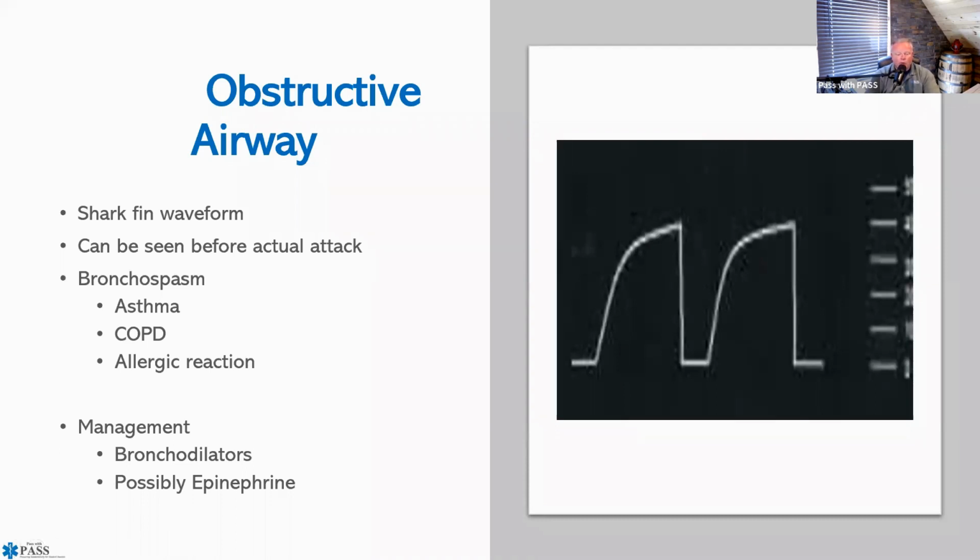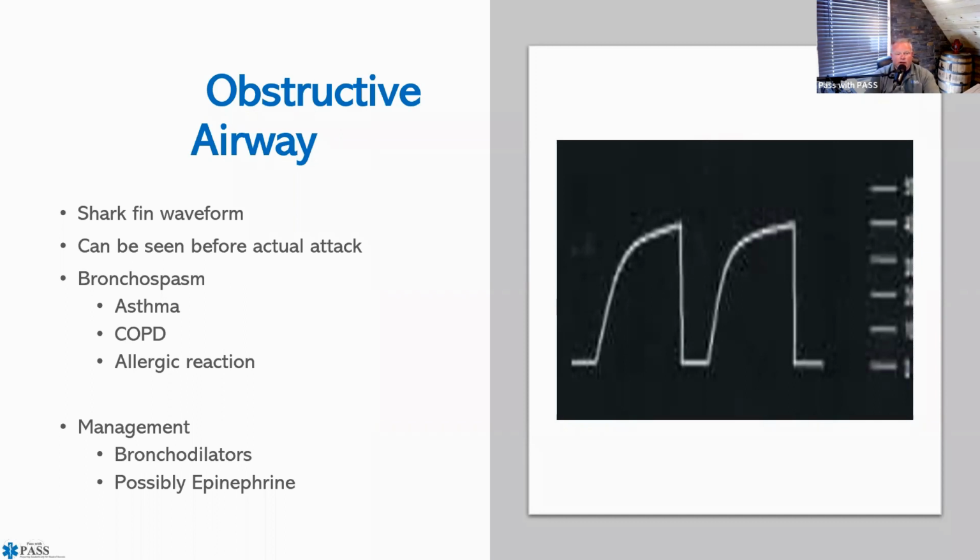So most people will call that a shark fin waveform, and you can appreciate that it maybe looks like a shark fin. And that is because it is taking longer for that phase 2 or that exhalation to take place, phase 2 and phase 3 really, to take place. And then ultimately, after the patient is finished exhaling, they quickly inhale and we get back to the respiratory baseline.